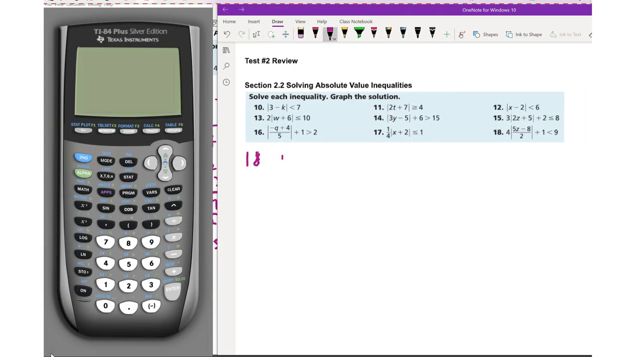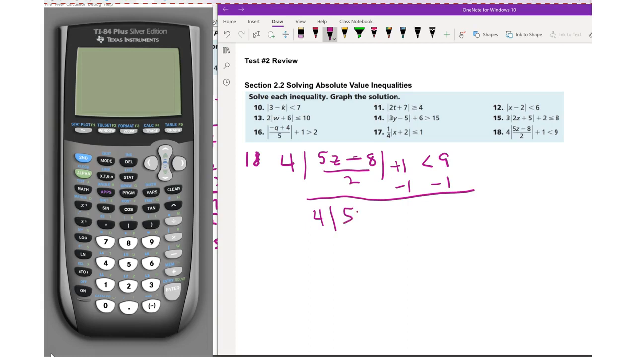So I have 4, absolute value, 5z minus 8 divided by 2, plus 1 less than 9. And before you go any further, before you start writing your answers, you have to first subtract 1 from both sides. So you have 4 absolute value, 5z minus 8 divided by 2 less than 9 minus 1, which is 8.